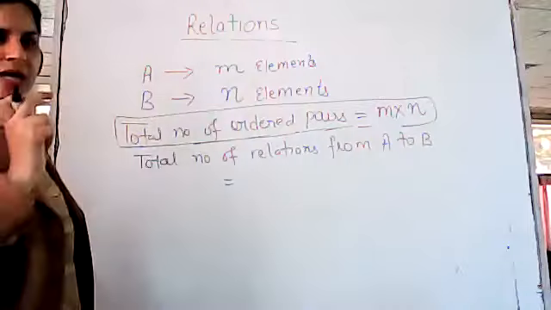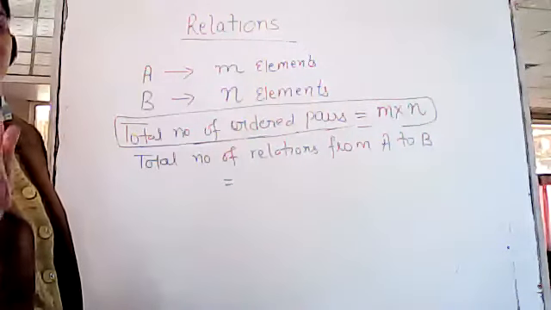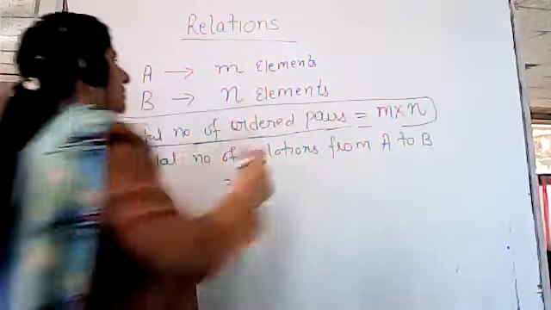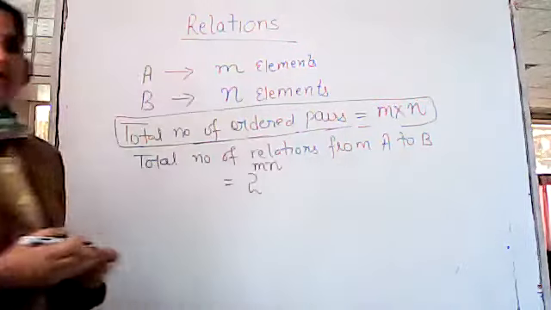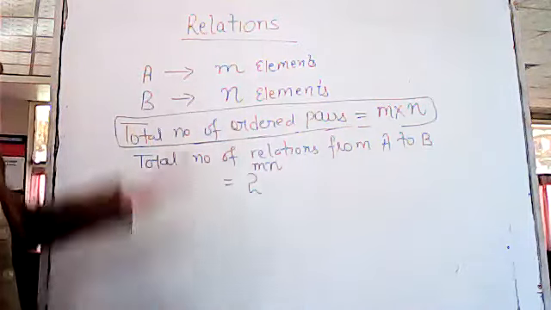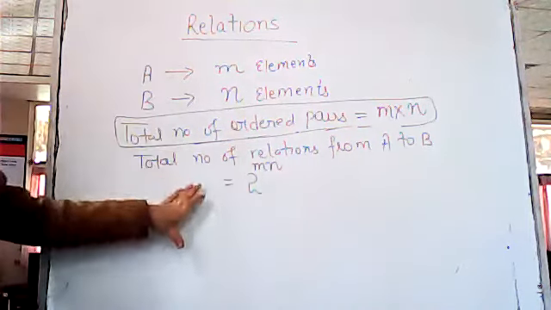How many relations exist for two sets, that is A and B? The total number of relations can be calculated by using this formula, that is 2 raised to power m into n. So beta, these 2 points are very important.